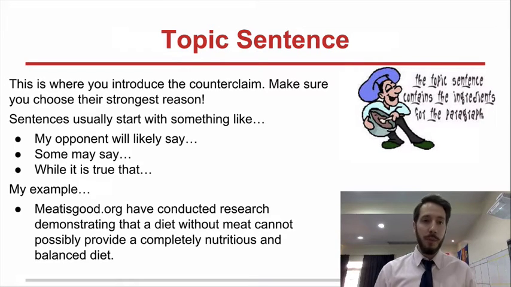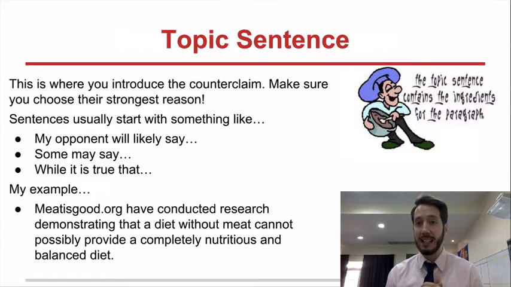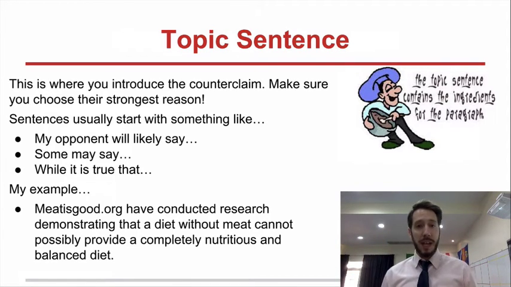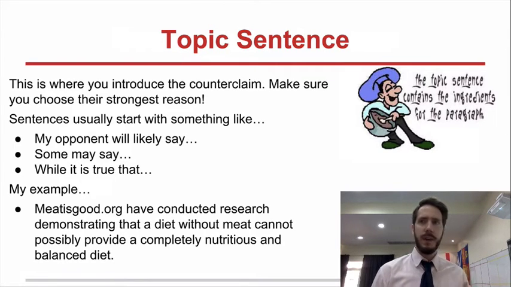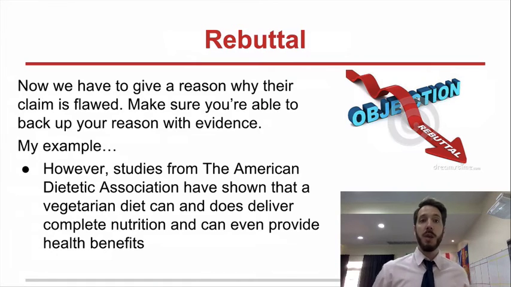So here's an example. Meatisgood.org have conducted research demonstrating that a diet without meat cannot possibly provide a completely nutritious and balanced diet. So here's a counterclaim, and the original claim probably was something to the effect of vegetarianism is an effective alternate lifestyle that provides nutrition for people. Here's your counterclaim saying there's this source that says, no, you need meat in your diet. So there's the counterclaim. Let's talk about the rebuttal.